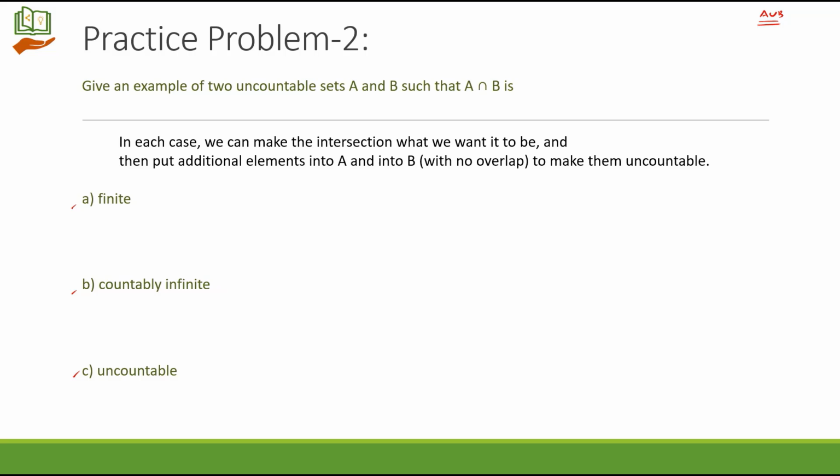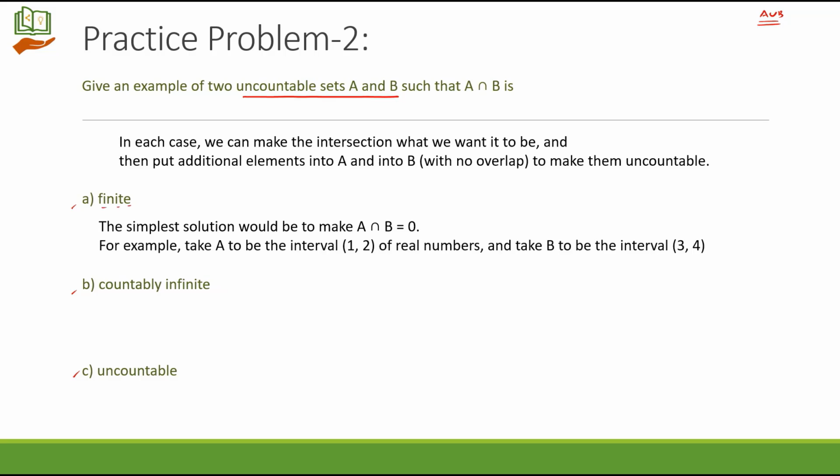So let's start with A. The simplest solution would be to make A intersection B equal to 0. So both the sets should be uncountable, but here A intersection B should be finite. For example, take A to be the interval (1, 2). So from 0, 1, 2, 3, 4, we are going to pick only (1, 2). You should not include 1 and not include 2. This will be A. And take B to be the interval (3, 4). Don't include 3, don't include 4. This will be B. What is the intersection of A and B?